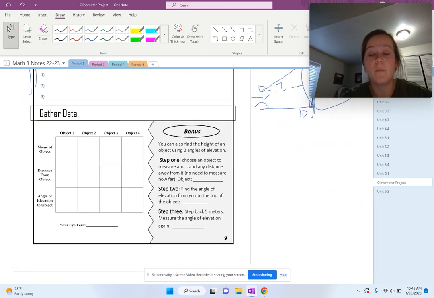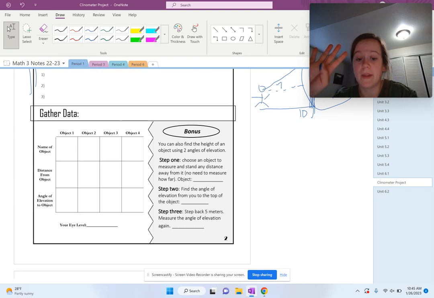Once you've figured out how to do it in the classroom, you're going to go outside the classroom and find 4 objects throughout the school that you can measure the height of. This could be in the commons. Try not to disrupt anyone as you go. I am going to give you about 10 minutes, a short amount of time. You need to write down for each thing the name of the object, the distance from the object, so go to the object and walk a certain number of feet away from it, and then the angle of elevation. Those are the 3 things you're recording about all 4 objects. So go out, do that, come back.